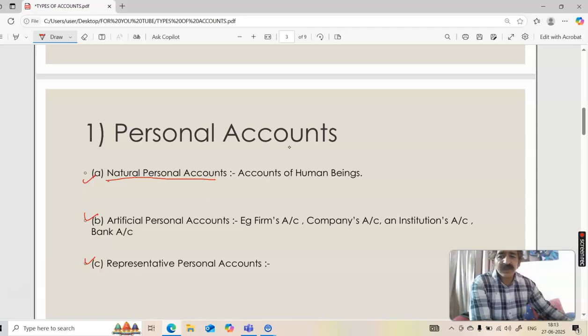Number two is artificial personal accounts. Artificial personal accounts are basically accounts related to various firms, companies' accounts. It could be an institution's account and the bank account itself. Actually, bank is a company. Bank is a company which is into banking business of accepting deposits and lending money. Now let's understand with an example.